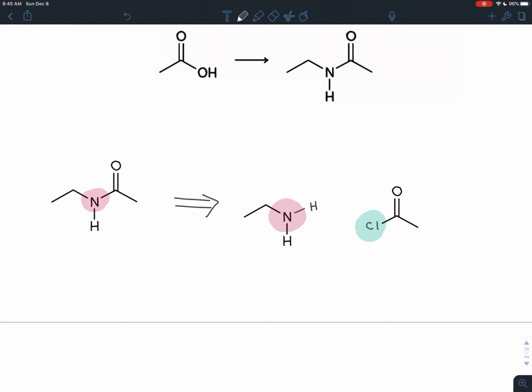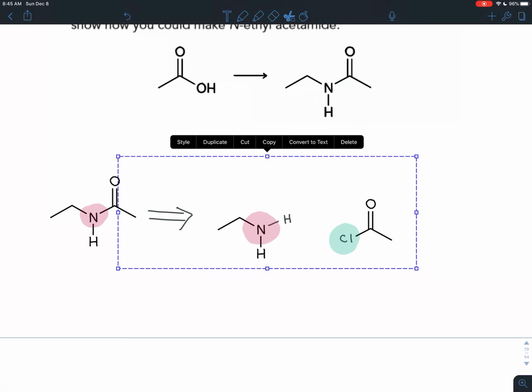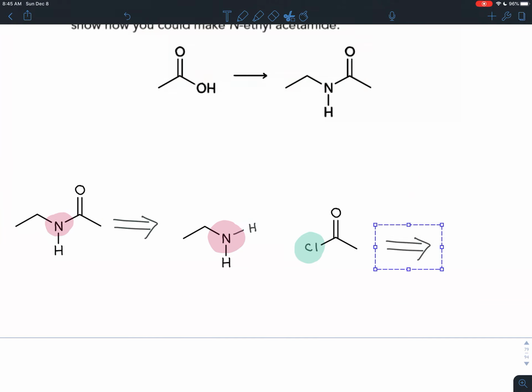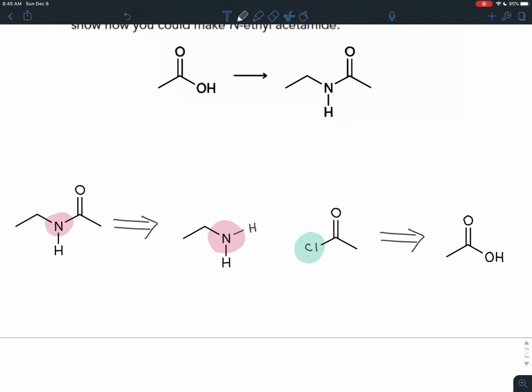Now, we need to be able to make these from acetic acid. And we could definitely make the acid chloride from acetic acid using thionyl chloride. But how can we make the amine?